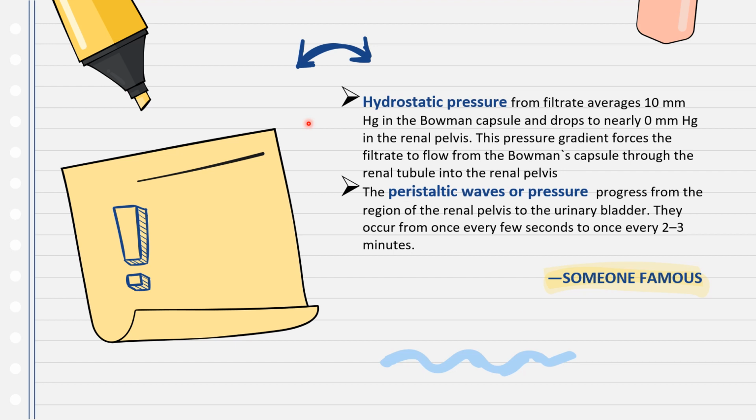It is because the hydrostatic pressure is 0 mm of mercury in the renal pelvis, meaning no pressure gradient exists to force urine to flow through the ureters to the urinary bladder. However, the circular smooth muscle in the walls of the ureters undergoes peristaltic waves of contractions which force urine through the ureters.